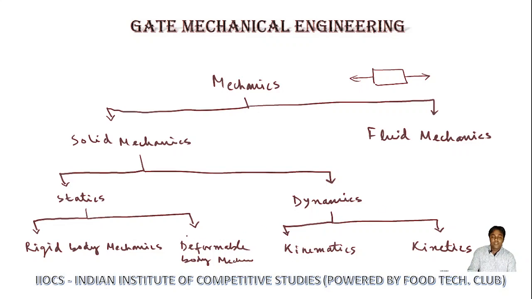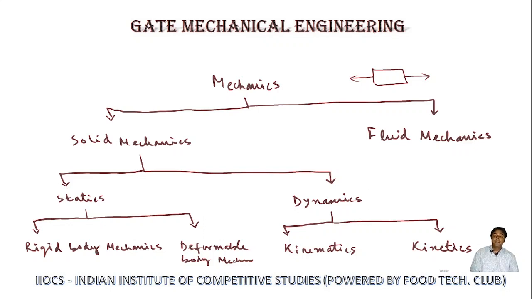Now the deformable body mechanics. Deformable body mechanics is also called mechanics of materials or strength of materials. Now what is that actually? Deformable body means the body will deform, the shape will be changed after the application of force, and how much change is there and why it is getting changed, how much force is applied for a particular change. So that will be calculated in this part of mechanics. Well, that's all about this statics, and now I will go to the dynamics part.